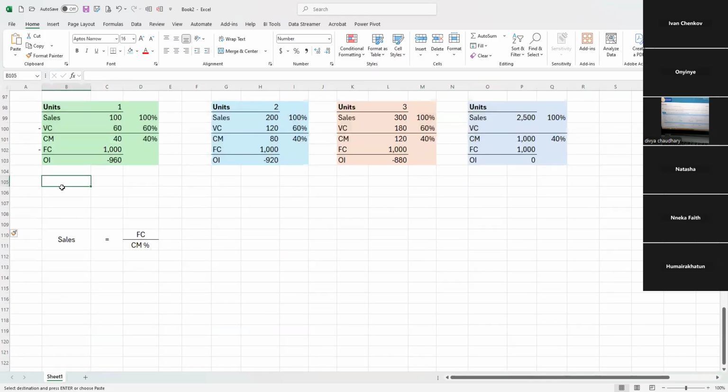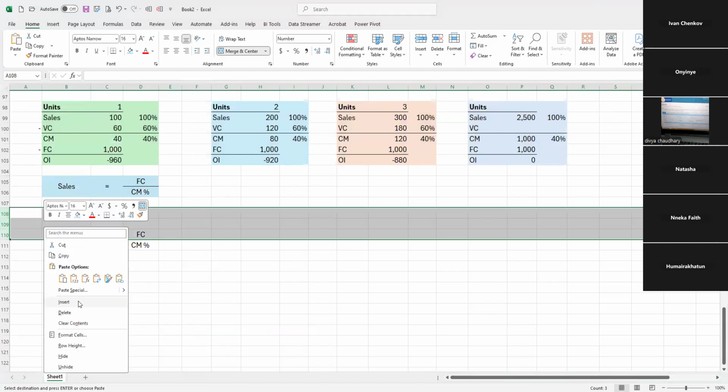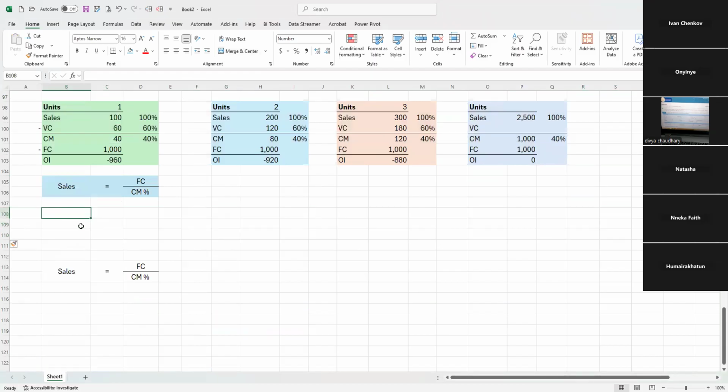So following the same pattern, what do we have to do? We have to find out how much my fixed cost is. In this case, my fixed cost is 1,000. How much is my contribution margin ratio? We already know it's 40%, right? And the last thing we need to know is to find our profit.